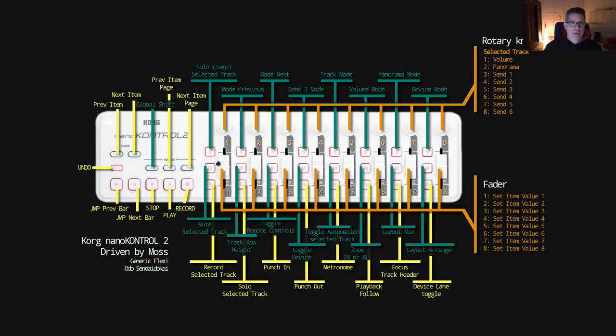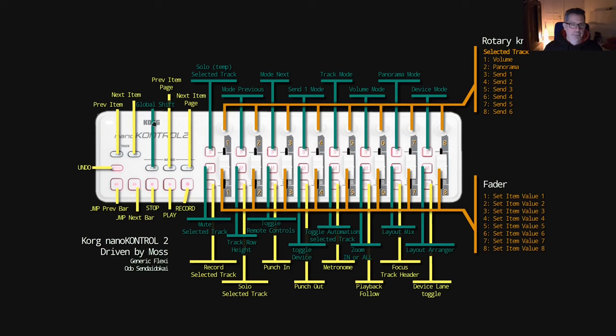This is my temporary solo track. Here I have the permanent solo selected track. Here I have the mute and the record or the arm. Here is my complete transport area. The very important undo button. Then the next and previous item and next and previous item page from the generic Flexi mode function.